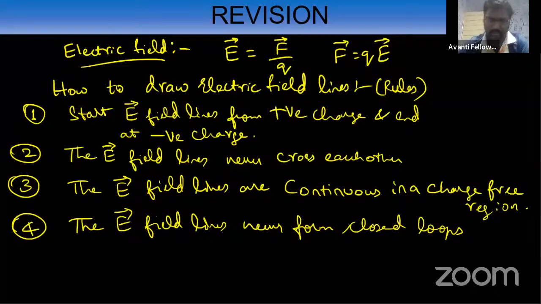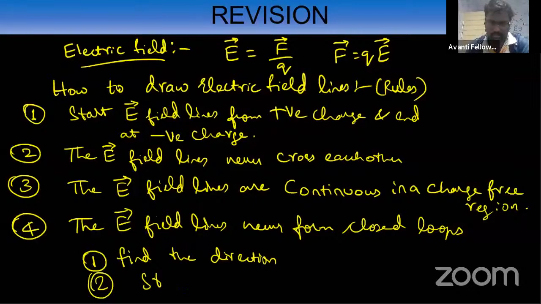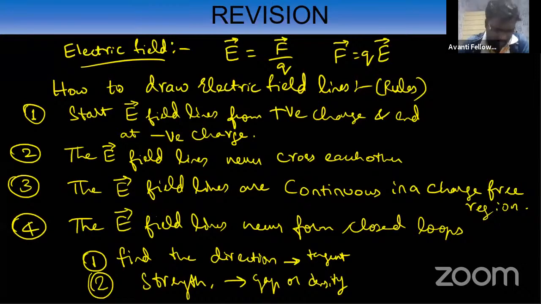Yes, we use electric field lines, one, to find the direction, two, to find the strength, right? So we use the electric field lines to give the direction and the strength, and the tangent drawn to this electric field line gives me the direction of electric field, and gaps or density of electric field lines gives me the strength. So this is what we learned in our previous class.